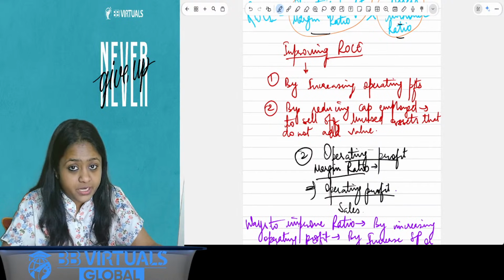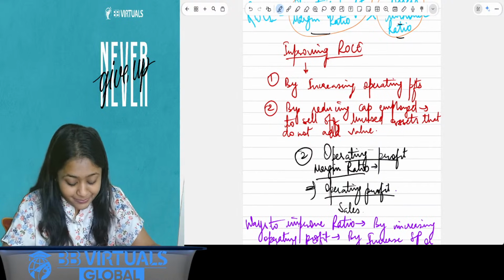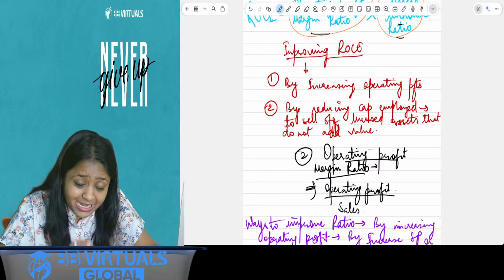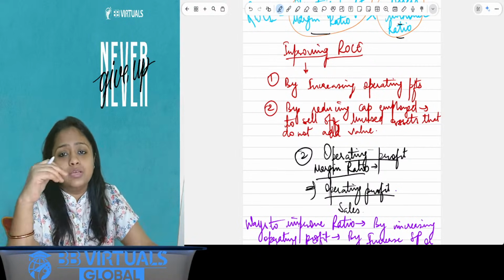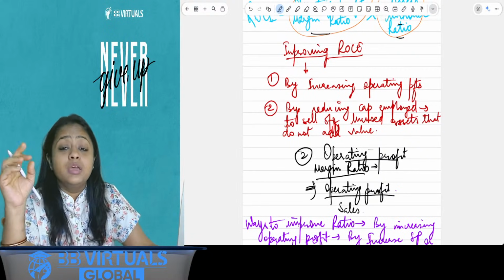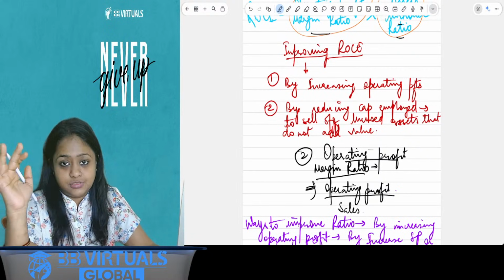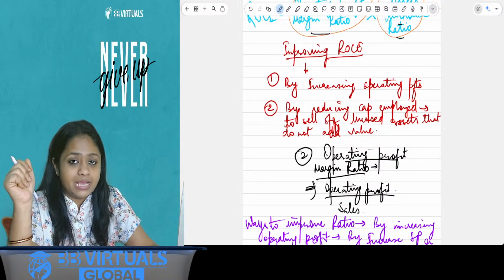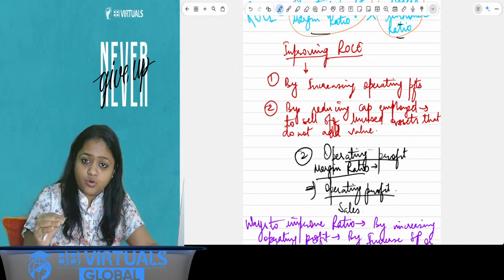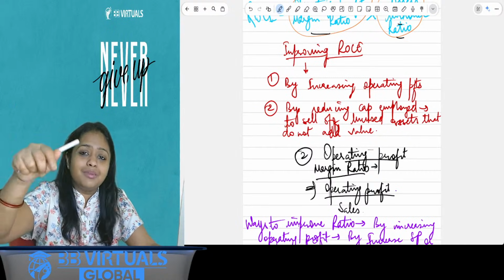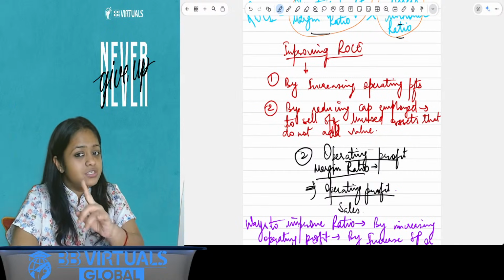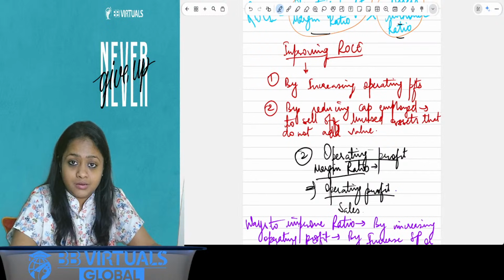By increasing operating profit or by reducing the capital employed. But a very major point is that sometimes entities, in order to increase the return on investment, don't replace the old assets and keep on depreciating the old assets. So of course the capital employed will go low and the return on investment will go high. But this is not the correct picture of the entity. So this is not something that is to be encouraged.